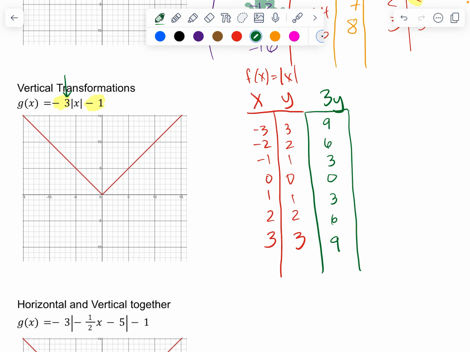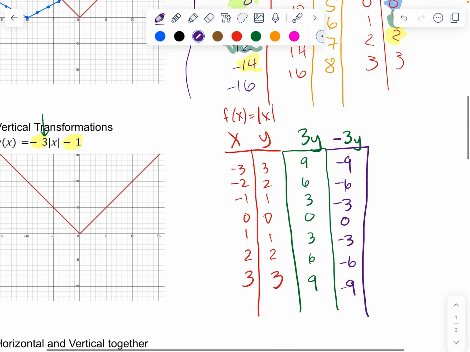Okay. Then I'm going to do my reflection. So I'm going to take those numbers that I just got, and I'm going to multiply them by a negative. So negative 9, negative 6, negative 3, 0, negative 3, negative 6, negative 9.